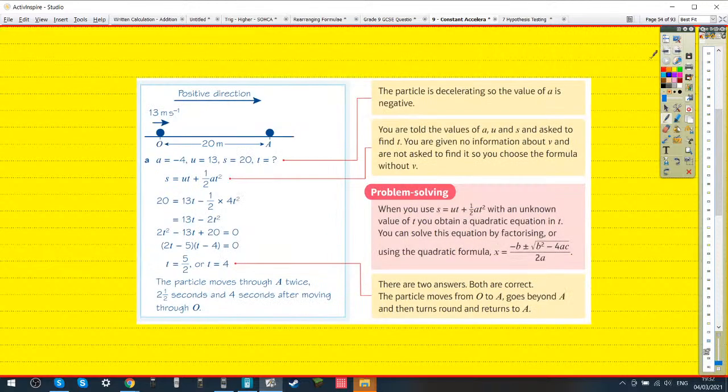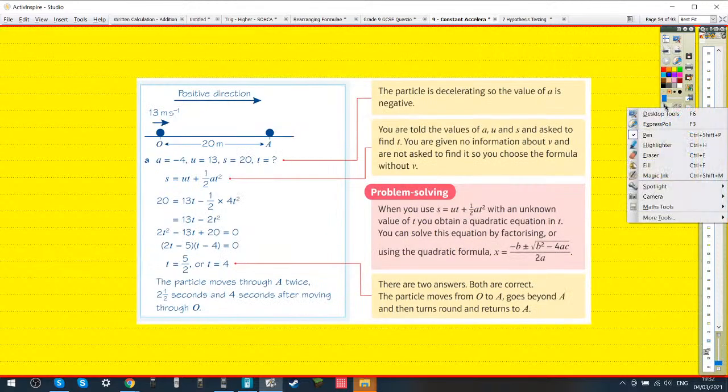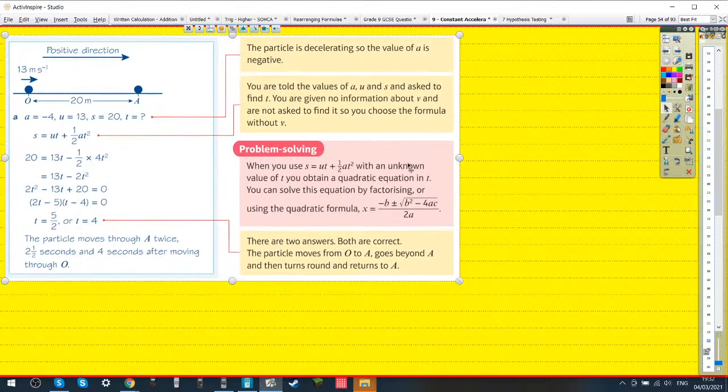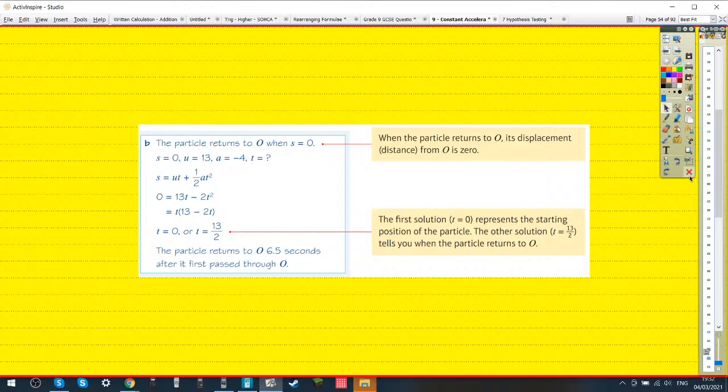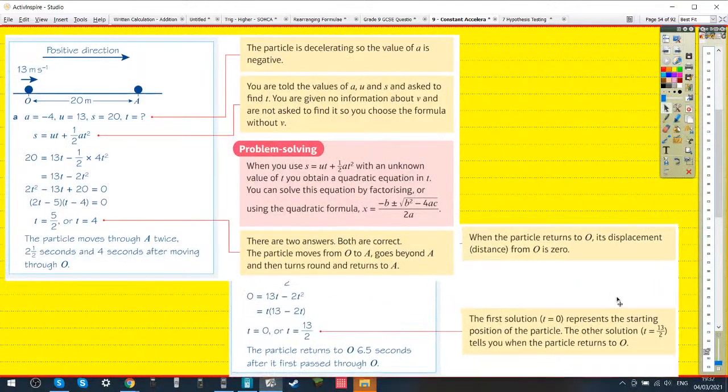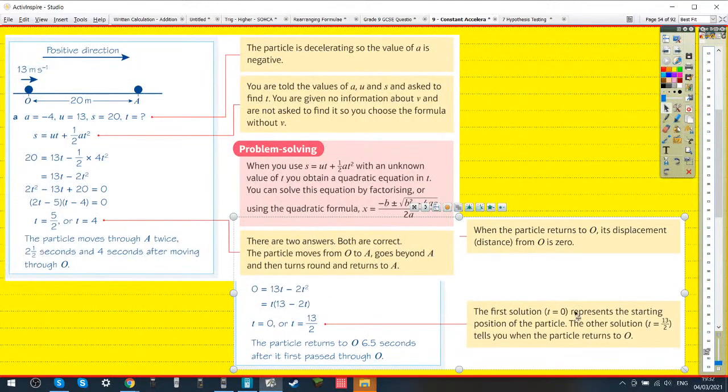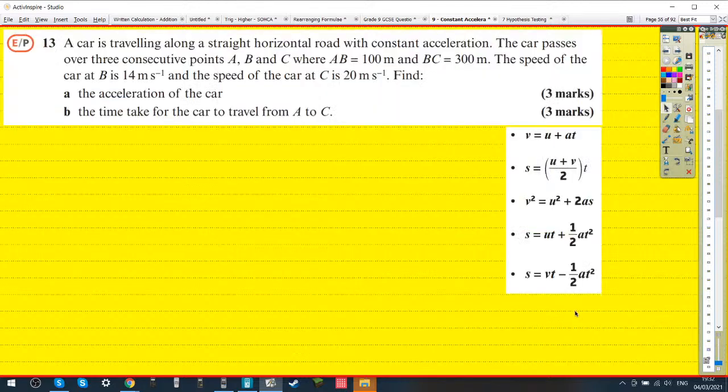Let's see. I'll probably be able to fit this. Sorry. Cut. Delete. Paste. Put that maybe there. Okay, let's see this one.